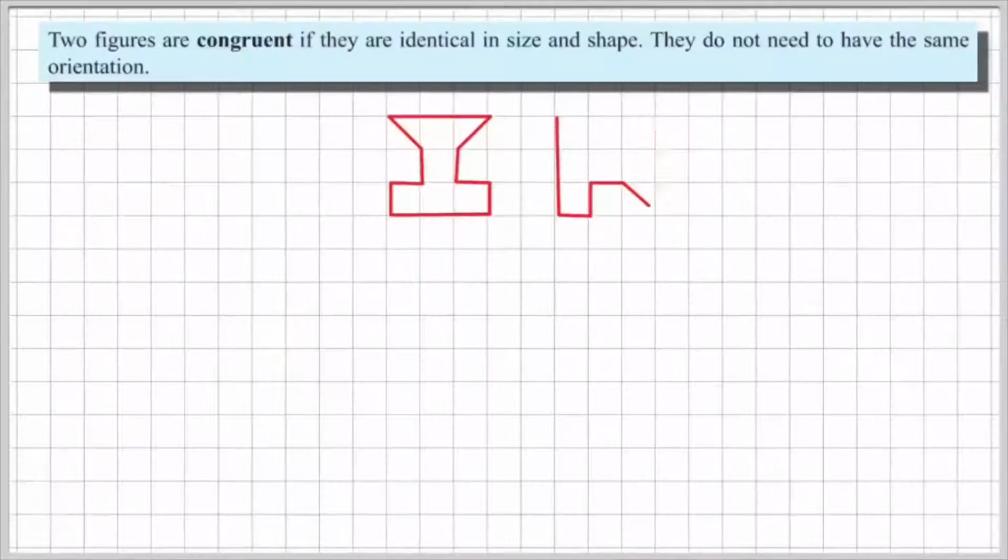Before we start talking about congruent triangles, let's consider congruent shapes in general. Two figures are congruent if they are identical in shape and size. They do not need to have the same orientation. So here you can see these two shapes are congruent. One is just a rotation of the other one.